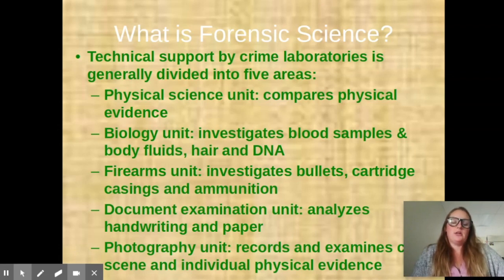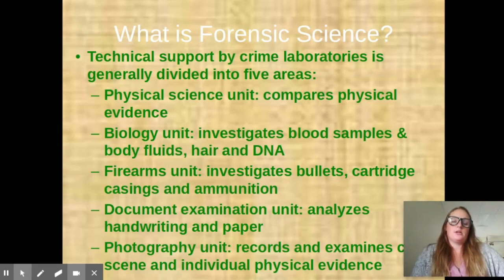So the physical science unit compares physical evidence. The biology unit investigates blood samples, body fluids, hair, and DNA. So he would probably be within the biology unit if that's how they were designing the New York State lab as well, because he does, like I said, toxicology. You can't really get a lot of tox information without blood samples or body fluids. Sometimes you can do it with hair too.